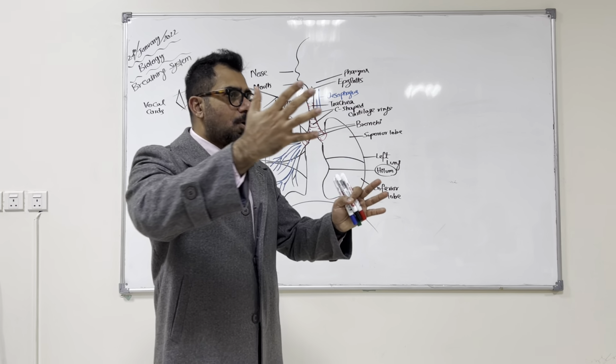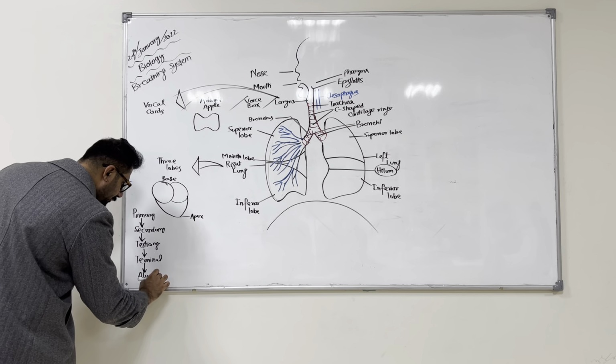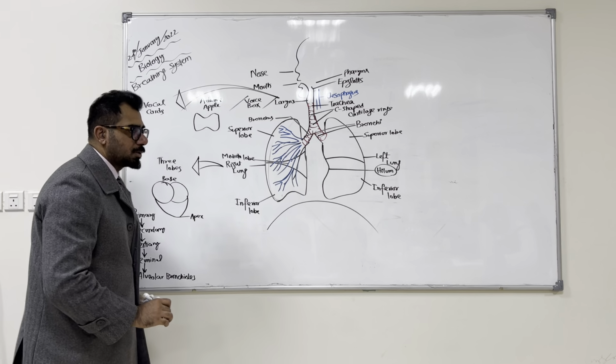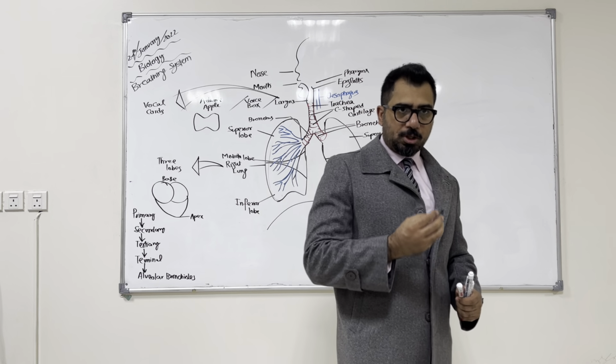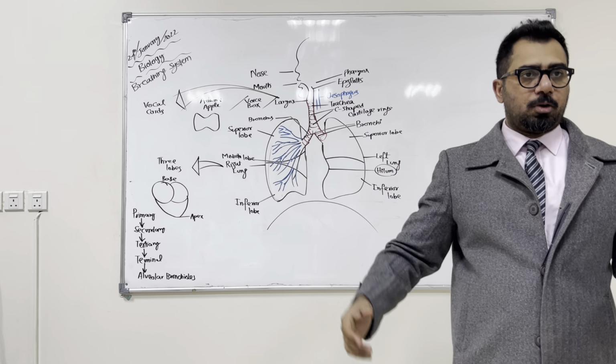Let me write it down over here. First, there are primary bronchioles, then secondary bronchioles, then tertiary bronchioles, then terminal bronchioles, and terminal bronchioles end at alveolar bronchioles. Now the question is, what's the difference between a terminal bronchiole and an alveolar bronchiole?